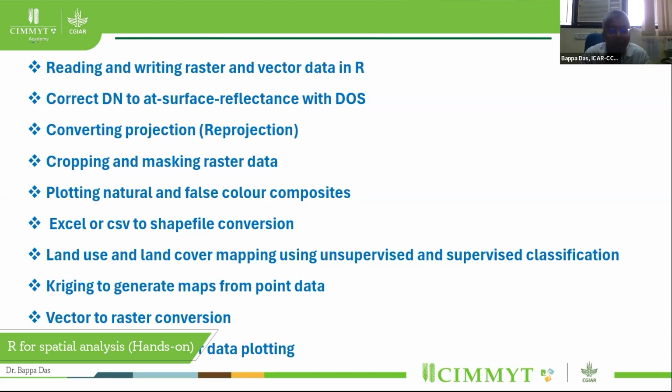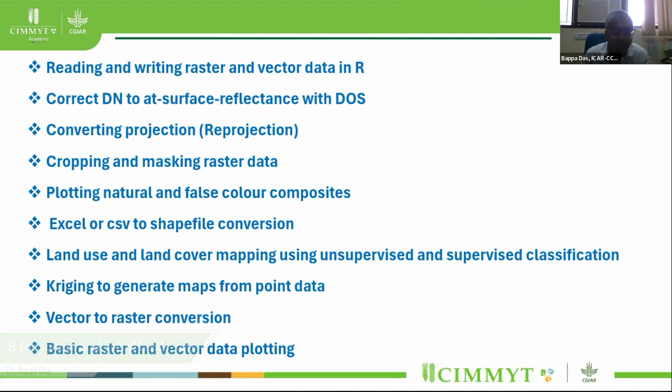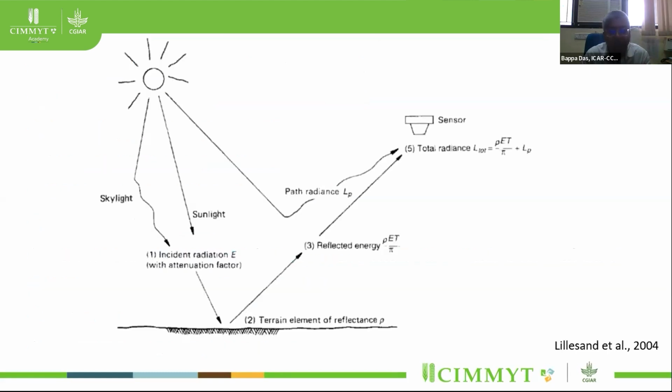Then how we can import an excel or csv file and make it a shape file or vector file. Then land use land cover mapping using unsupervised as well as supervised algorithms I will be showing you, and then kriging to generate a map from point data, then vector to raster conversion. At the same time, we can do raster to vector conversion, that is called vectorization and rasterization. But I will be showing you rasterization that is required for our work today. Then basic raster and vector data plotting. I think some advanced plotting has been covered yesterday, but I will cover some of the plotting today also.